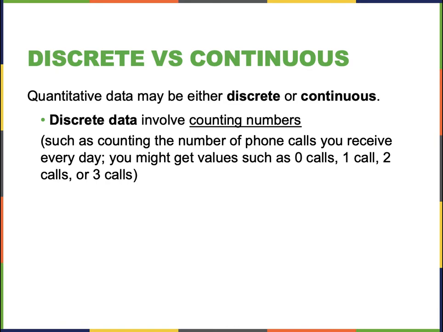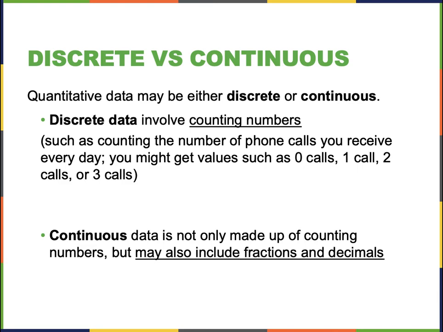An example is counting the number of phone calls you receive every day. You might get values such as 0 calls, 1 call, 2 calls, 3 calls. You might get 10 calls in a day. But you can't get anything in between those counting numbers. For example, it's impossible to receive 1.5 calls in a day. It's impossible to receive 5.23 calls in a day.